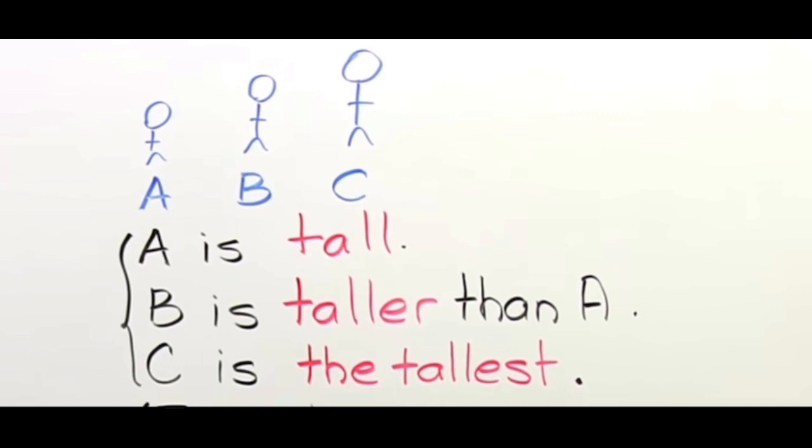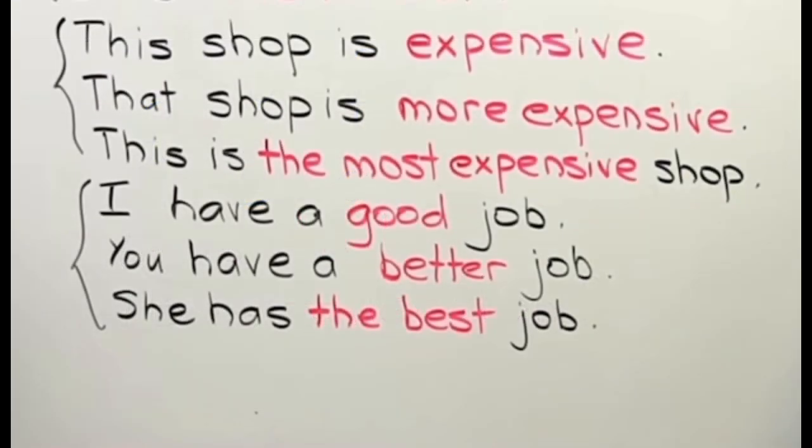Now, that's one way to do it. But let's look at another example. This shop is expensive, basic adjective. That shop is more expensive, the comparative adjective. And this is the most expensive shop. That's the superlative adjective. Right? The most.